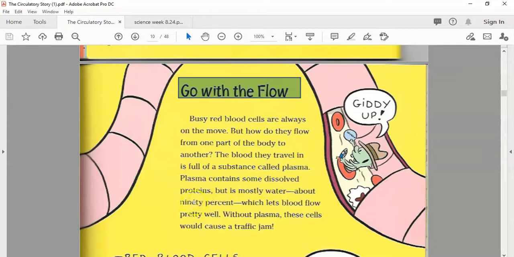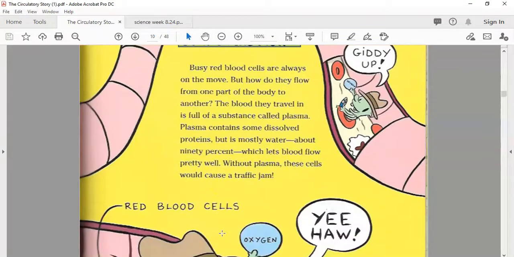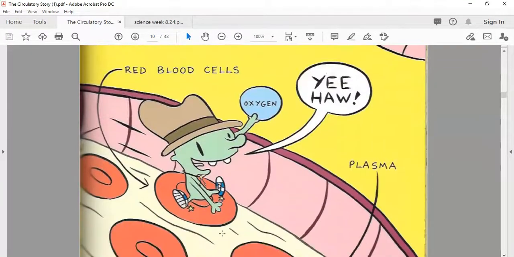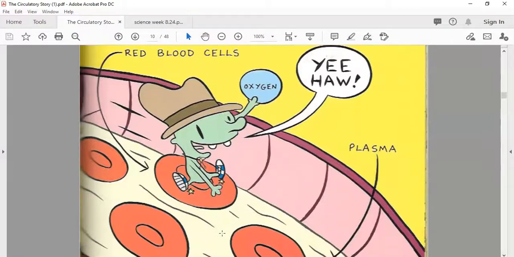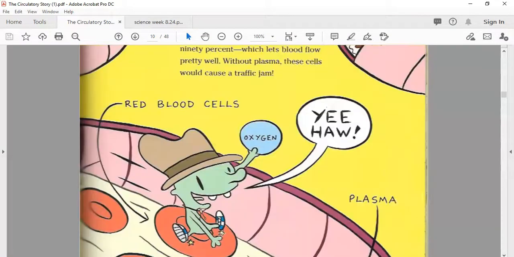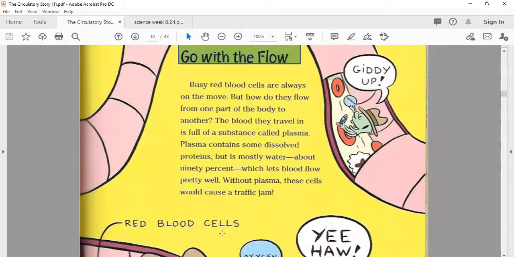Plasma contains some dissolved proteins, but it's mostly water, about 90%, which lets blood flow pretty well. Without plasma, these cells would cause a traffic jam. So boys and girls, what do they keep talking about? What is the main idea of this section? Is it a who or is it a what? It is a what. Good job if you said a what.